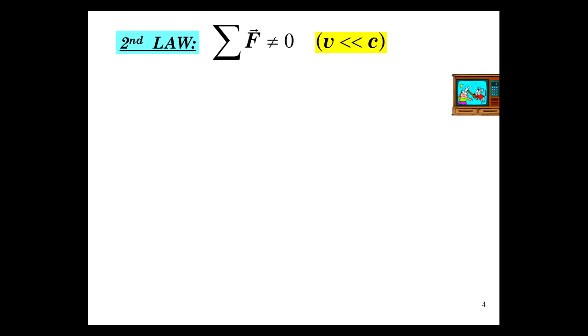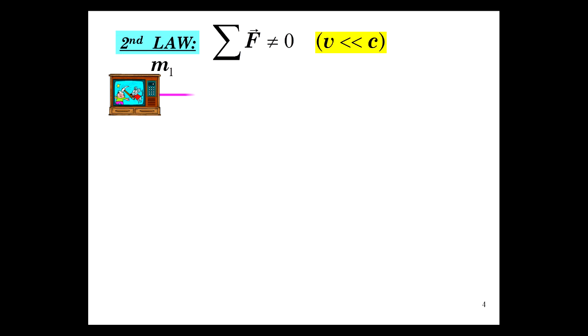The second law, when the sum of the forces is not equal to 0. Under the conditions in which the motion itself is much less than c, the speed of light, so we're not taking relativistic mass increase into consideration. So let's not worry about that for the moment. So let's have an object. We'll call this object mass 1 with a force F applied to it. When that force F is applied to it, we can measure the acceleration.